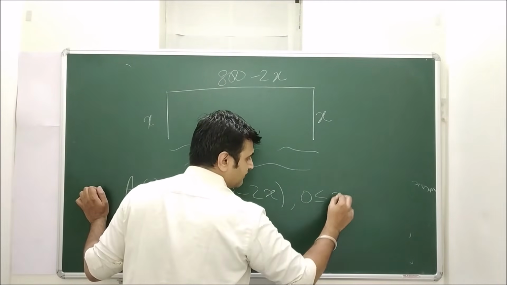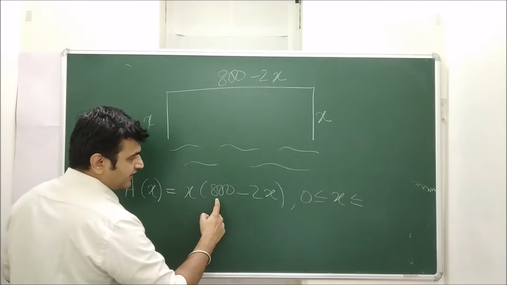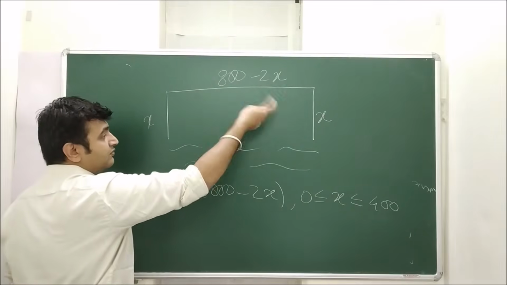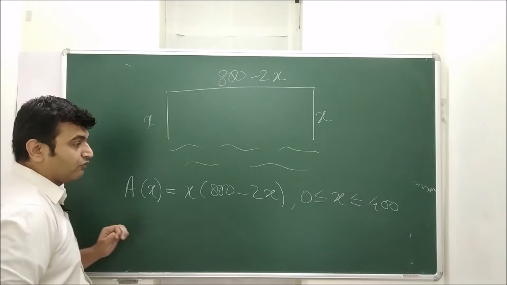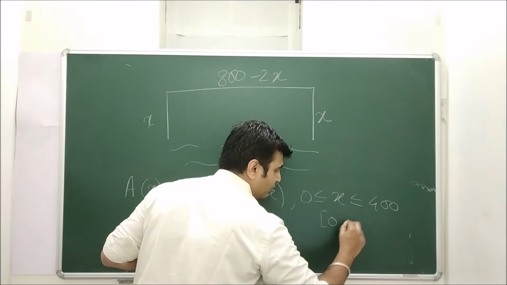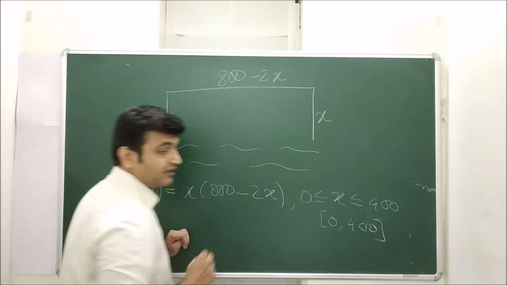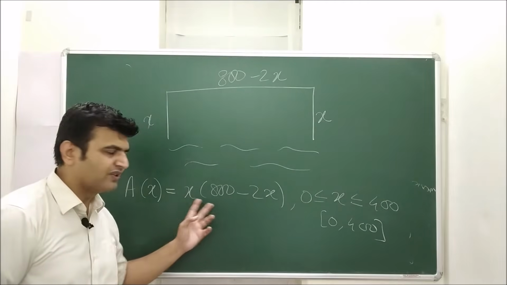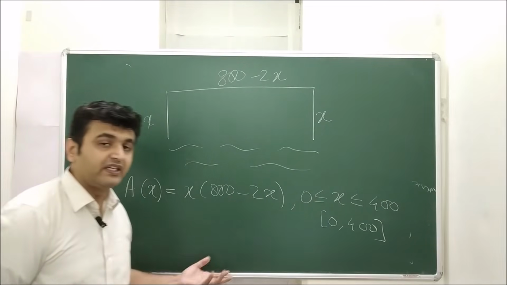My x is greater than or equal to 0, and at the most it can go till 400, because when x is 400, this will be 0. Okay, so now you can see my domain is closed and bounded. Great. So you find the value of the function at the endpoints, which is coming out to be 0, and whatever the critical points you get.